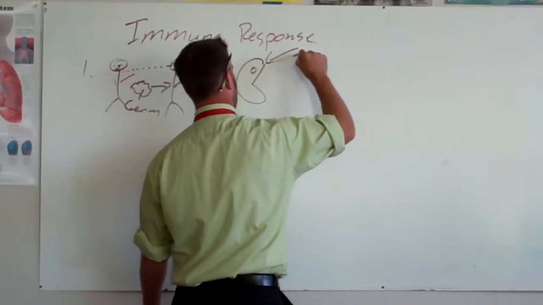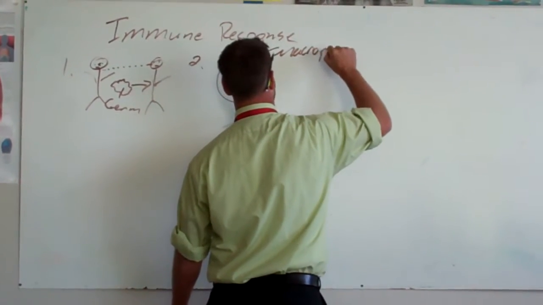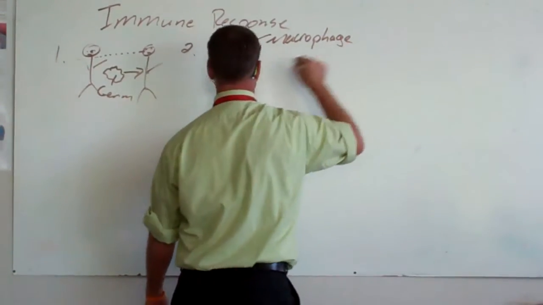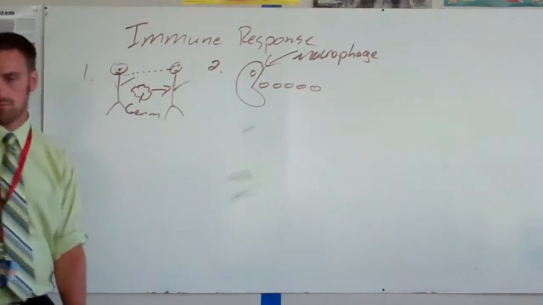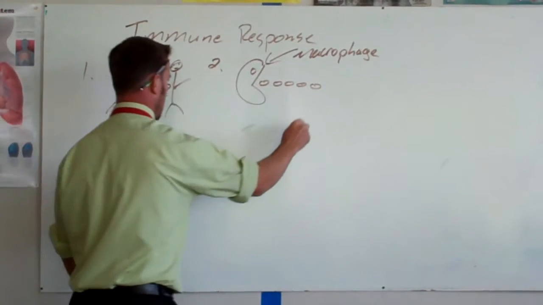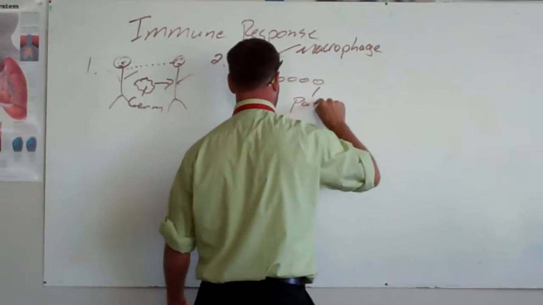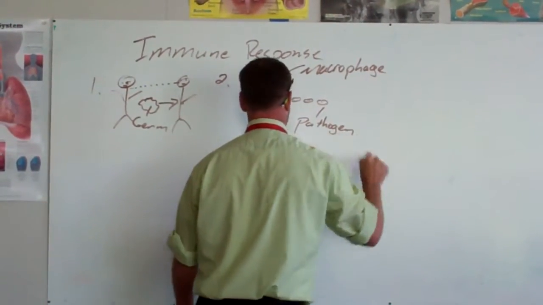He is our macrophage. And Pac-Man eats. So here are the little dots. What do the little dots represent? Pathogens. Here are our pathogens. Okay, so that's step 2.